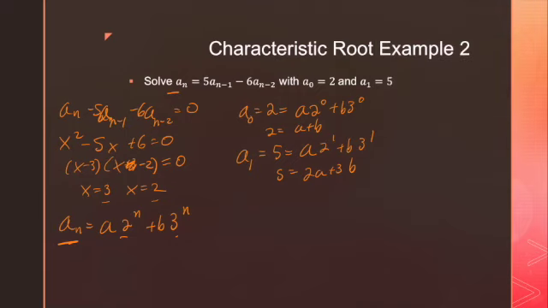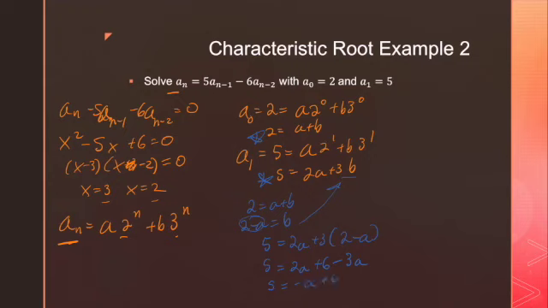If I have 2 equals a plus b, that means 2 minus a equals b. I'm going to substitute that into my second equation because, again, these two denote our system of equations. That gives me 5 equals 2a plus 3 times 2 minus a. I'm just substituting for b. So 5 equals 2a plus 6 minus 3a. That means 5 equals negative a plus 6.